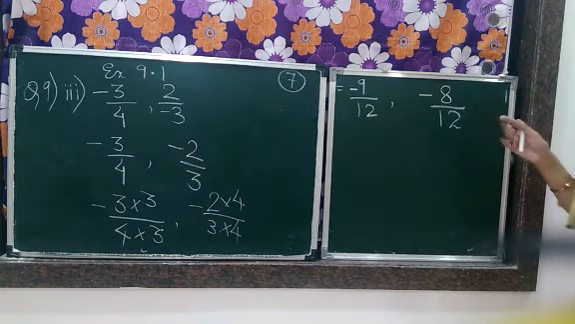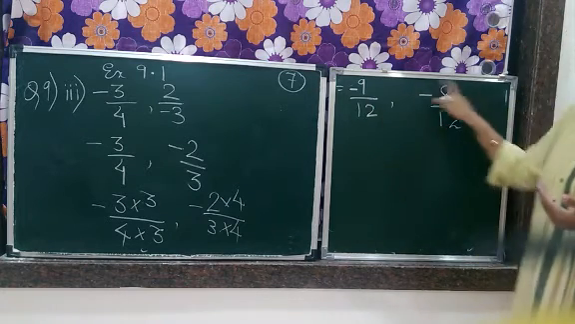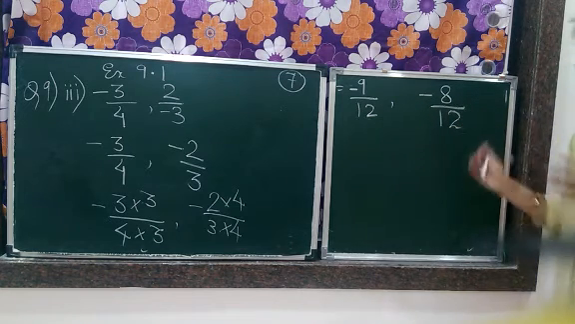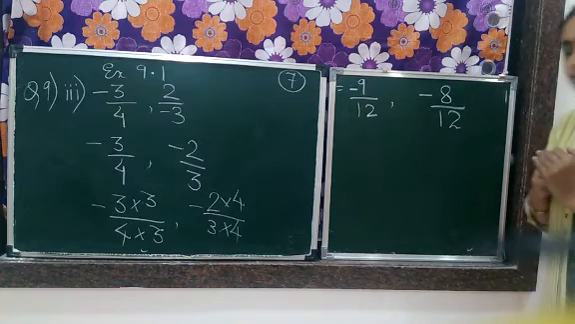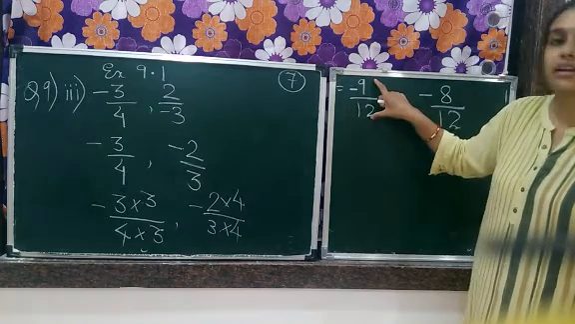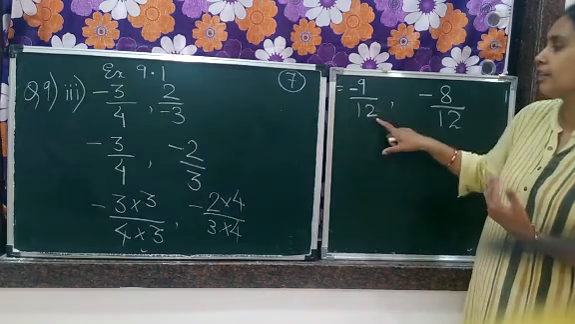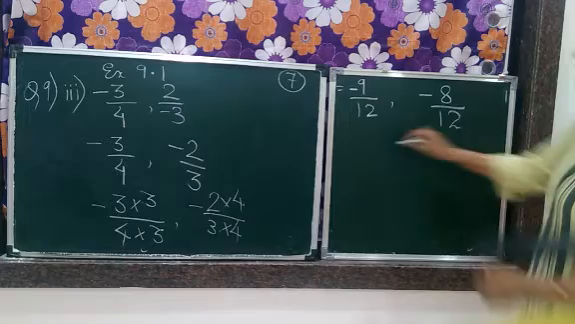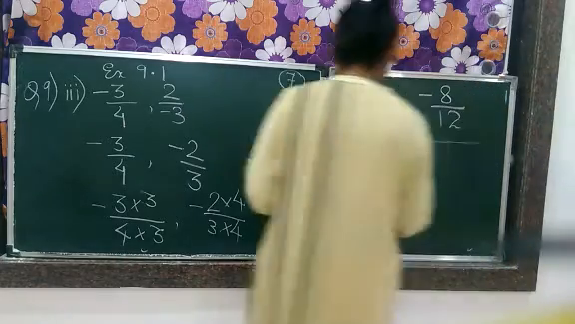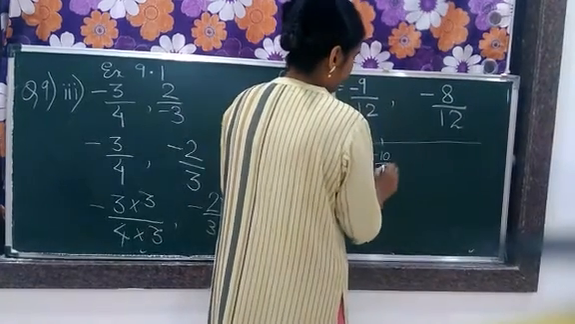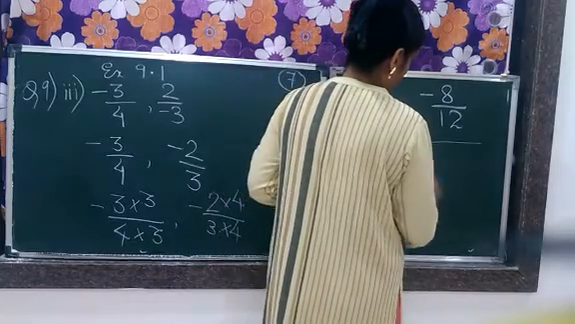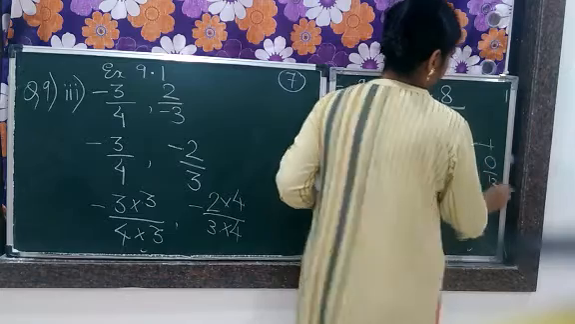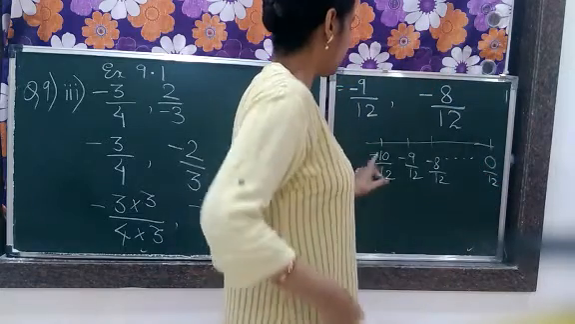Also, if you are going to place the rational numbers in the number line, you will see that the negative rational number, that is minus 9 by 12, will be on the left side and minus 8 by 12 will be on the right side. Something like this. If you want, you can make the number line also. This will be minus 10 by 12, minus 9 by 12, minus 8 by 12. And somewhere here will be 0 by 12.